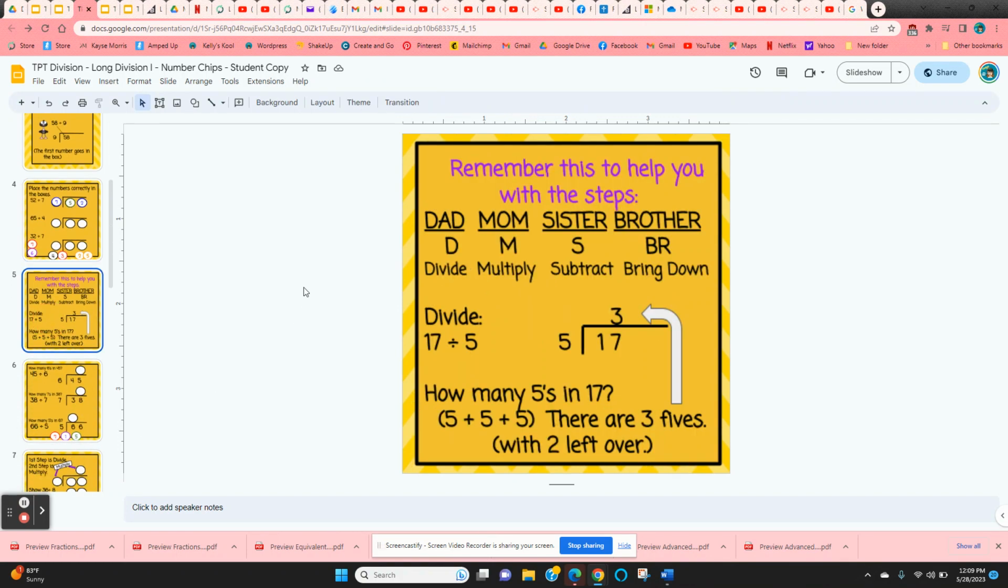Then they're given some instruction on some steps that might help them. If they use the acronym DAD, Mom, Sister, Brother, it means divide, multiply, subtract, and bring down. So the first step is just divide. 5 goes into 17 how many times? 3 times. Now there will be some left over, but it doesn't go more than 3 times.